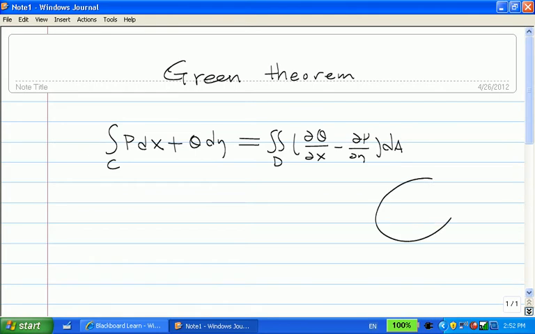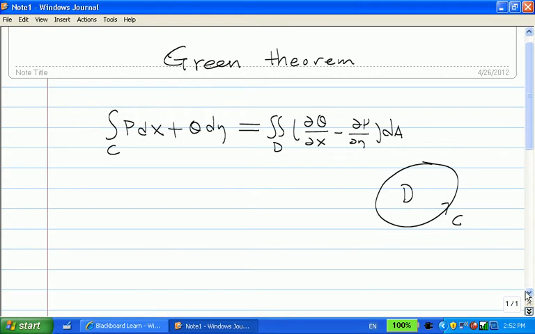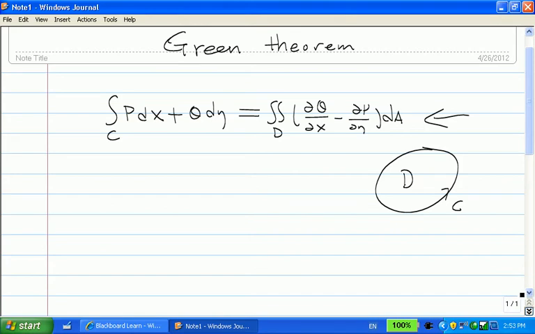Here is the situation. C is this closed curve, oriented counterclockwise. D is a region enclosed by curve C. Okay, we're assuming P and Q are smooth, you can take a derivative, they're continuous, and D is a simply connected region. Then we have this equation, which is called Green's theorem. You have to read a book for the proof, okay? I'm not going to prove that here.